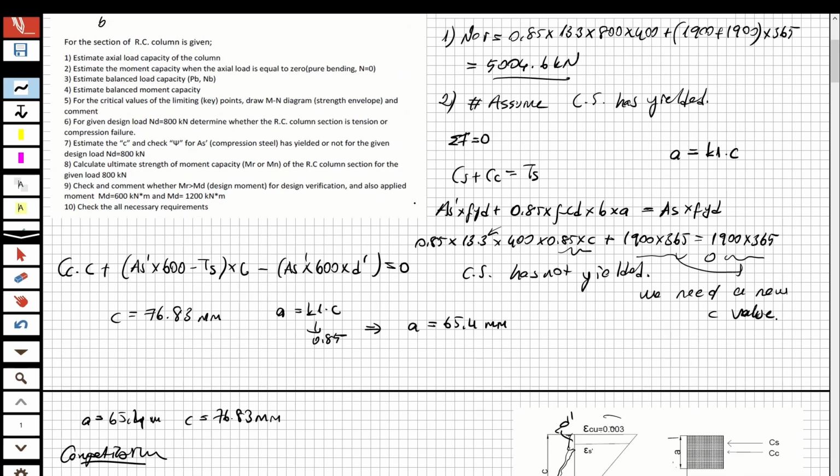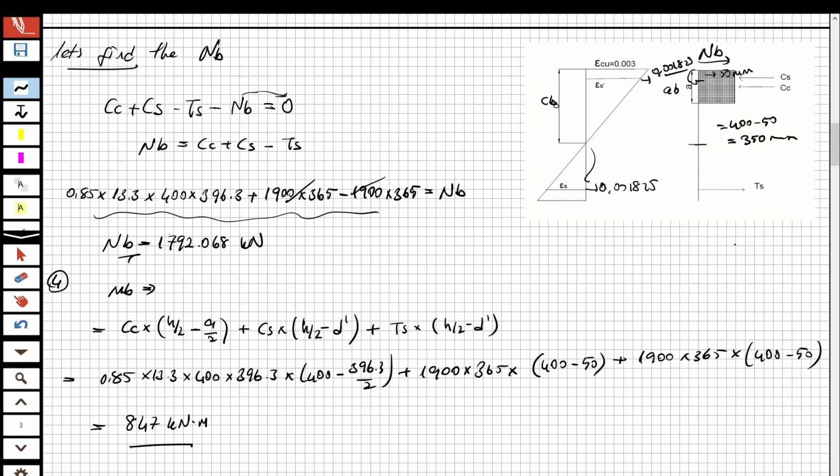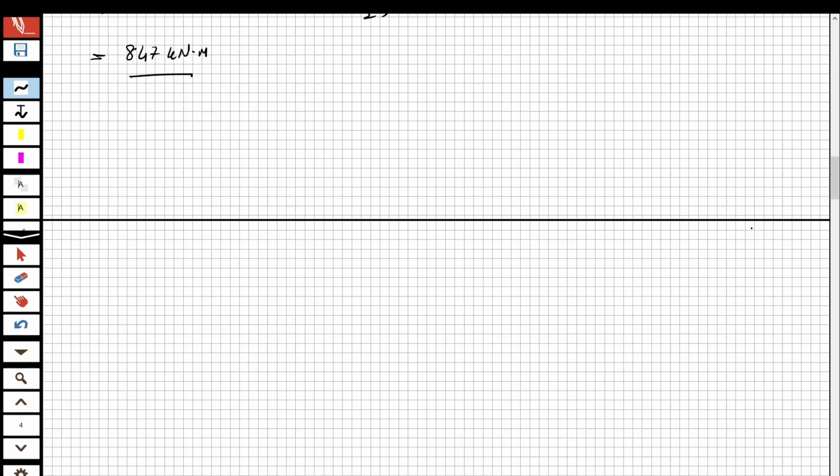I'm going to solve the fifth part, and I'm going to divide this question into two parts. I'm going to solve the second part in another video. It's written that for the critical values of the limiting points, draw the moment and axial diagrams, and for the strength envelope add the comments. So let's draw it. Yeah, for the fifth part, it's going to be something like that.